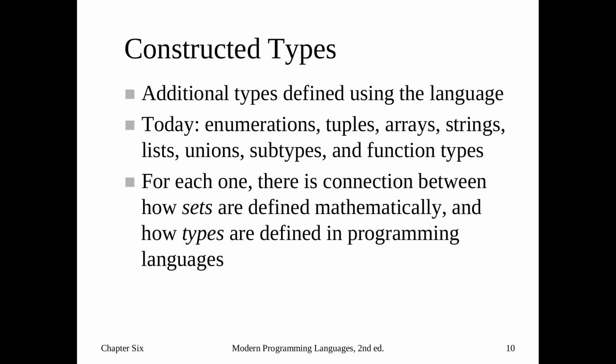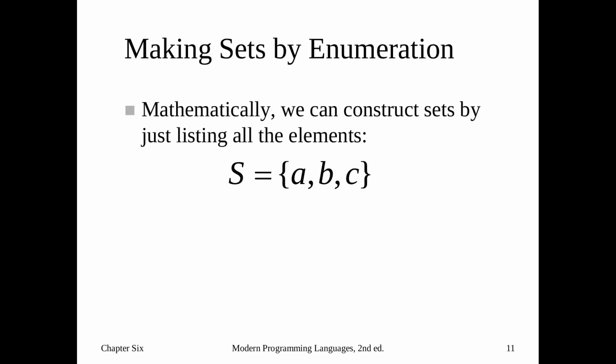For each one of these, there's some connection between sets, think about the mathematical construct, and how types are defined in programming languages. There is a deep connection to that, and this, along with algorithmic theory and discrete mathematics, is the math of computer science. So, making sets by enumeration, right? We can mathematically construct sets by just listing all the elements, literally having a set with every possible element that can be in that set listed.